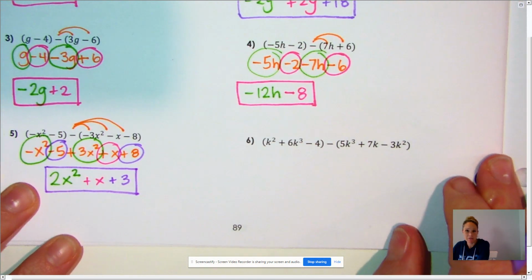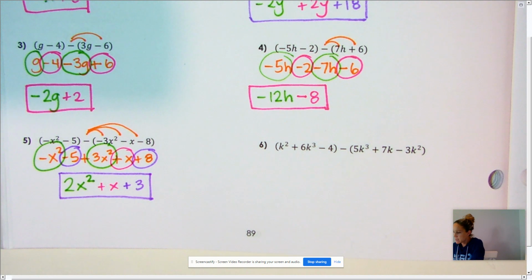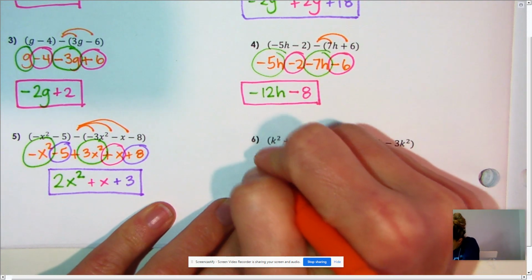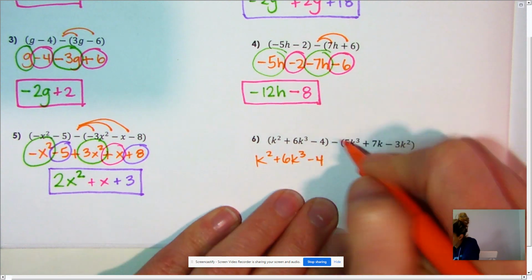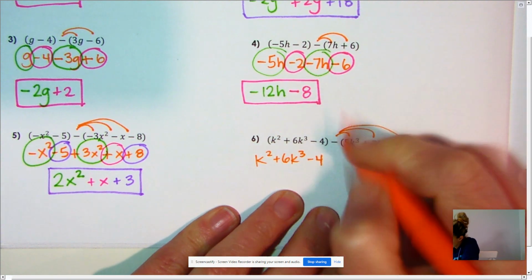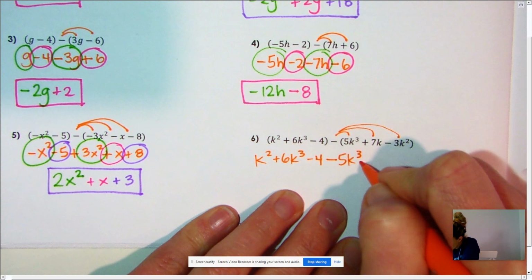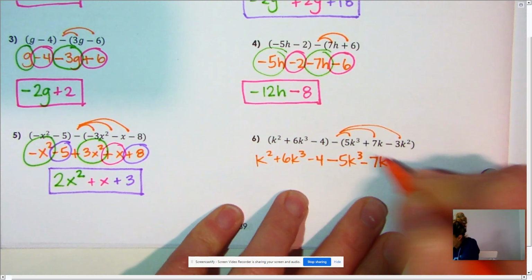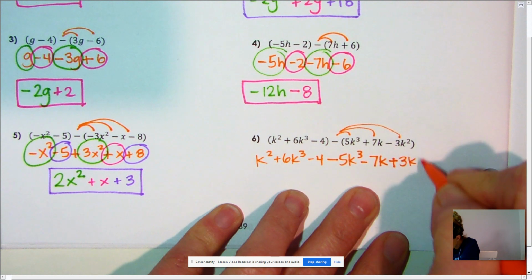Last problem here for the practice, and then we'll go ahead and go on to the homework problems. Okay, so our first step is we copy the first one, k squared plus 6k cubed minus 4, and then we distribute that negative. So we have negative 5k cubed. Negative times a positive is a negative 7k. A negative times a negative is a positive 3k squared.